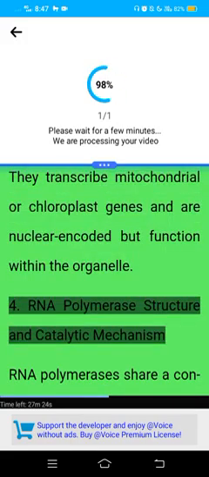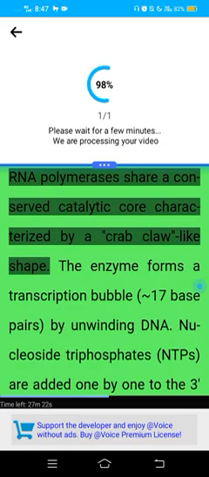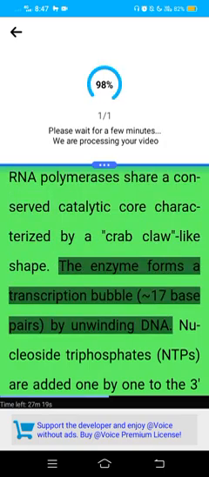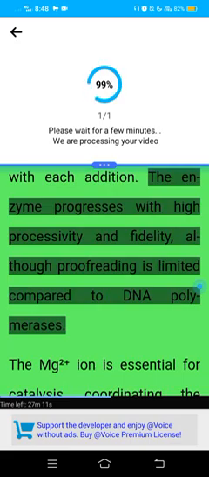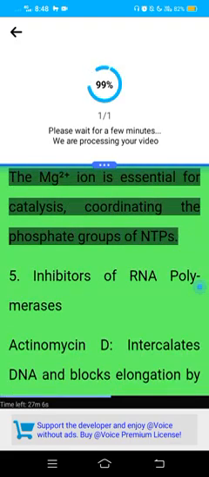4. RNA polymerase structure and catalytic mechanism. RNA polymerases share a conserved catalytic core characterized by a crab claw-like shape. The enzyme forms a transcription bubble, approximately 17 base pairs, by unwinding DNA. Nucleoside triphosphates (NTPs) are added one by one to the 3' end of the growing RNA chain, and pyrophosphate is released with each addition. The enzyme progresses with high processivity and fidelity, although proofreading is limited compared to DNA polymerases. The Mg2+ ion is essential for catalysis, coordinating the phosphate groups of NTPs.